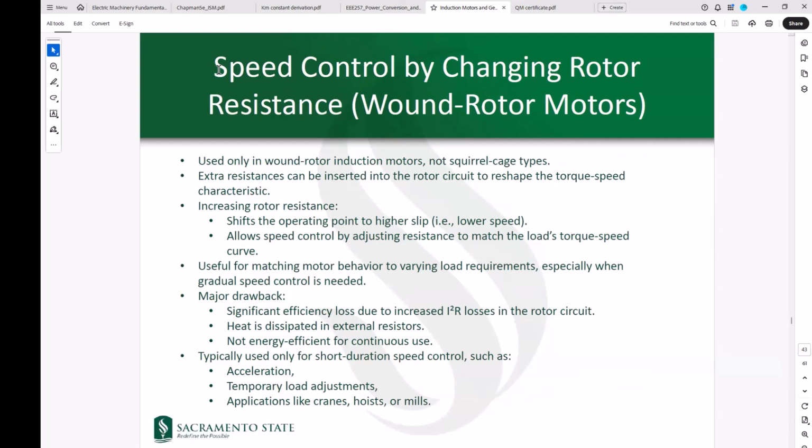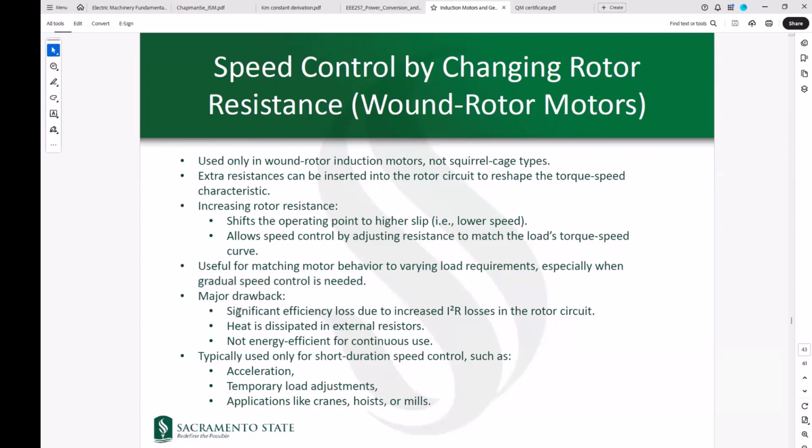Also changing the speed, or speed control, by changing the rotor resistance in the wound rotor motors. Obviously, this cannot be used for squirrel cage induction motors. Extra resistances would be inserted into the rotor circuit to reshape the torque speed characteristic. Increasing the rotor resistance would shift the operating point to higher slip or lower speed, and would allow the speed control by adjusting resistance to match the load's torque speed curve. This method is useful for matching motor behavior to varying load requirements, especially when gradual speed control is needed.